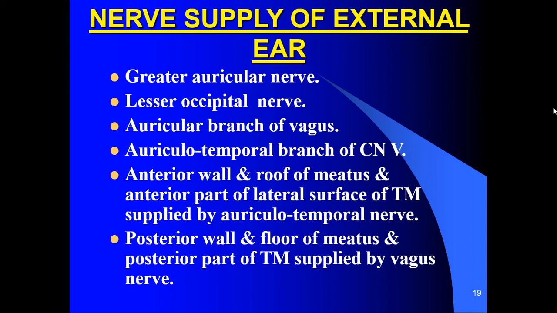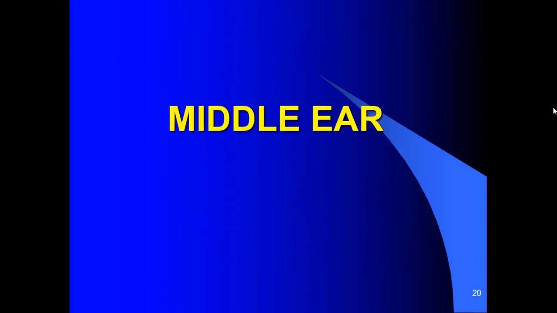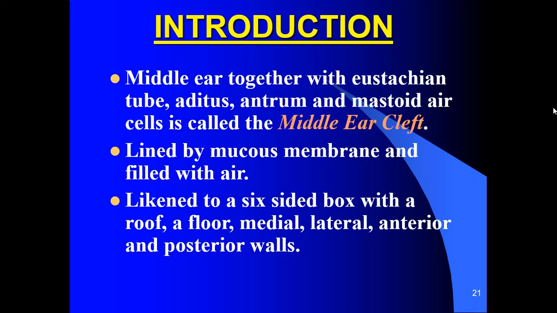Regarding the nerve supply of the external ear, it is mainly supplied by the greater auricular nerve, lesser occipital nerve, auricular branch of the vagus nerve, and the auriculotemporal branch of the fifth nerve. Middle ear. The middle ear, together with the eustachian tube, aditus, antrum, and mastoid air cells, is called the middle ear cleft. It is lined by mucous membrane and filled with air.